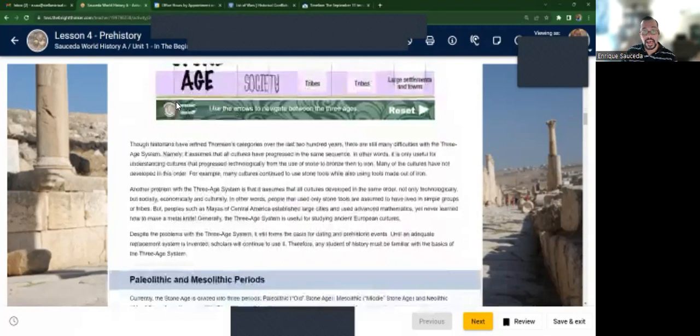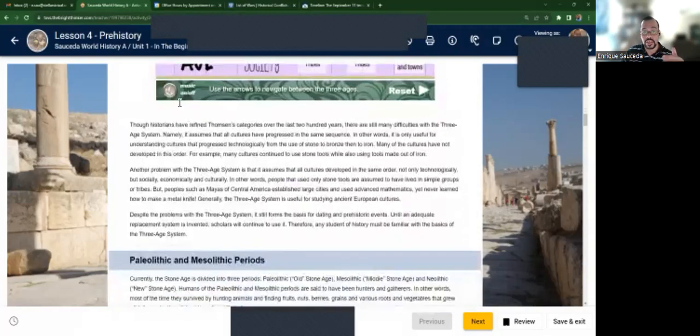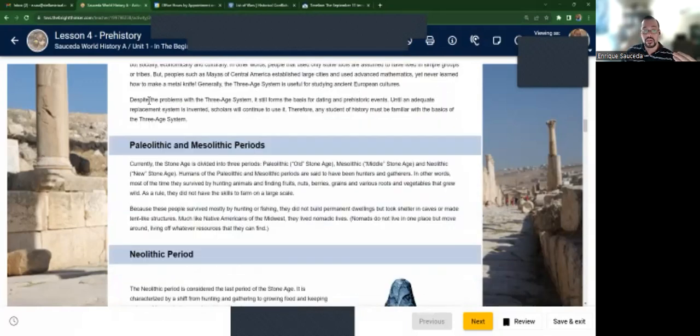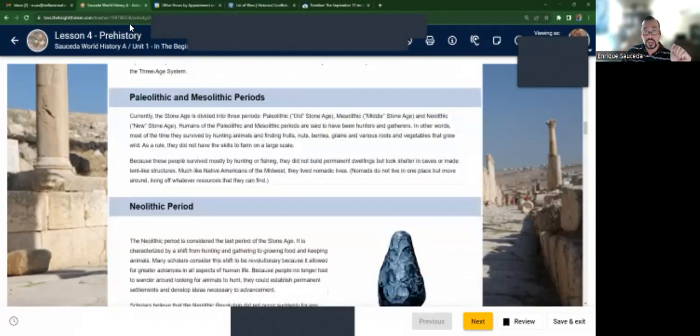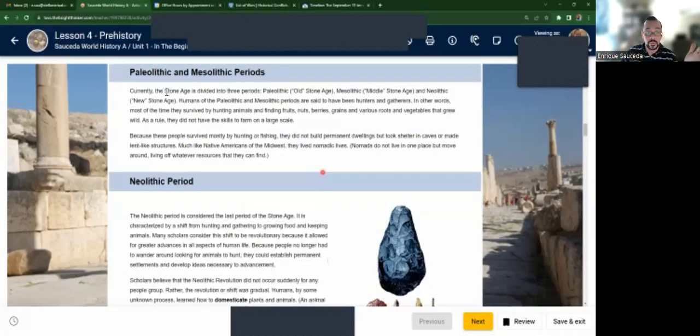Now, as we go through history, until we get to carbon dating from our last lesson, this is really all we have to go on, right? So currently the Stone Age is divided into 3 periods. We just went over those. These people survived mostly by hunting and fishing. They did not build permanent dwellings. A lot of them would live in shelters or caves, or they would hunt and gather, or they would live nomadic lifestyles. I'm going to travel and follow my food.